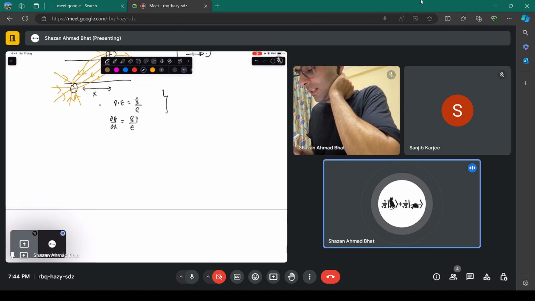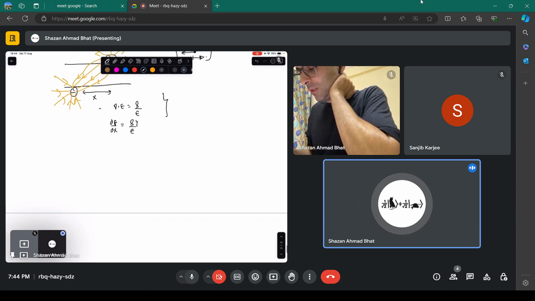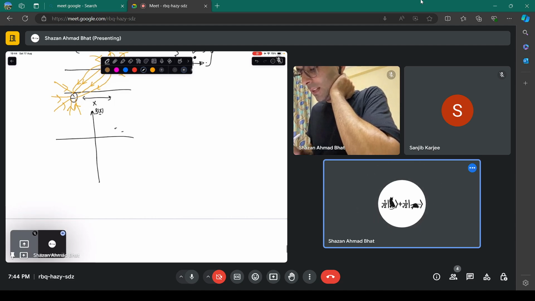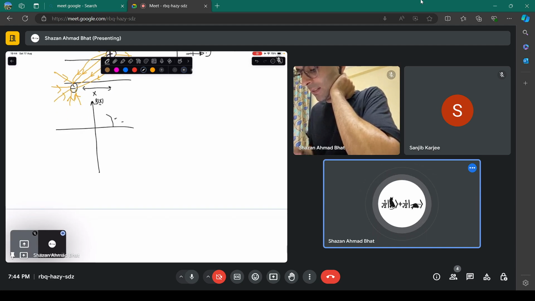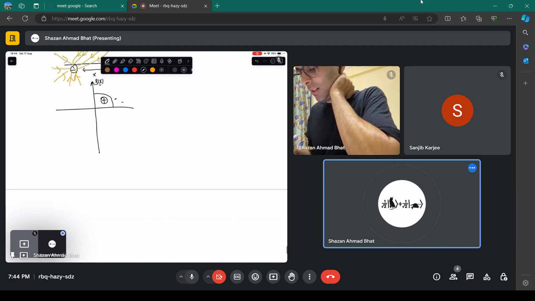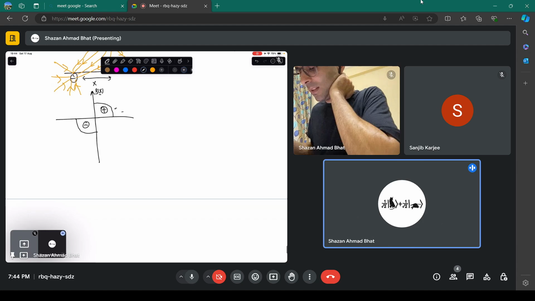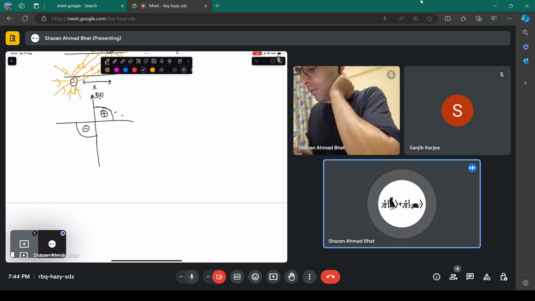Now let's say you have to map the charge density with respect to x. For this positive charge, you represent the charge density like this. This is a positive charge. For a negative charge, you represent the charge density like this. Let's assume a kind of uniform charge. These are not only single positive charges, these are many positive charges.